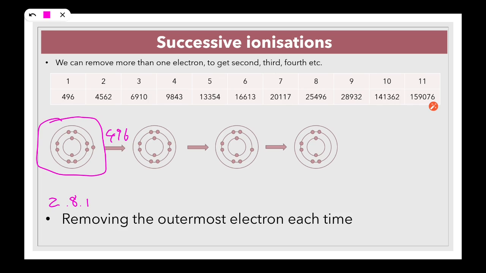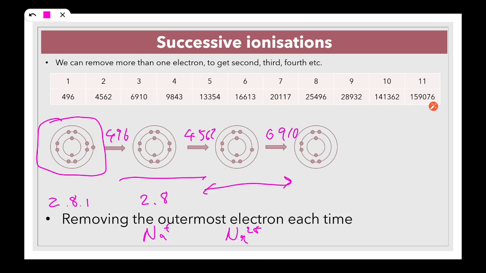Then the second ionisation is going from this one, so it's 2.8, and that's Na+, going to Na2+. And this time it's going to take 4,562, then the third, 6,910. So we see in rational terms there's quite a big jump here, bigger than here to here. And I'm going to come back to that in a minute.